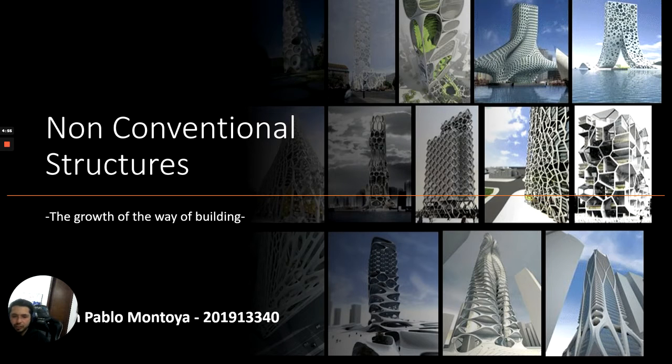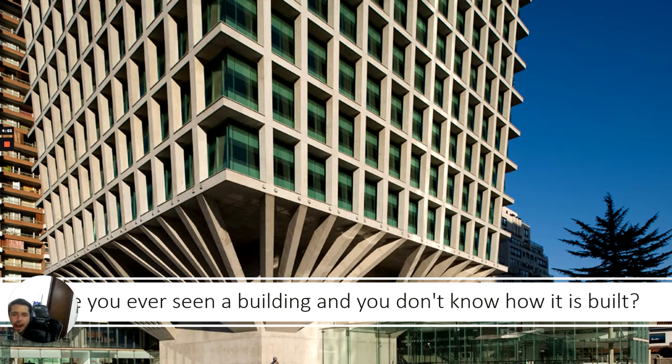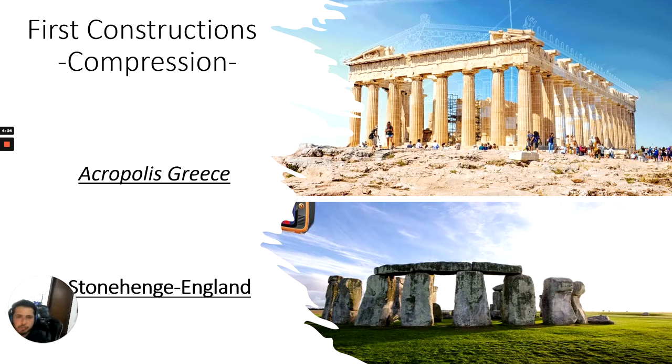I'm a student of architecture, and today I want to ask you, have you ever seen a building and you don't know how it is built? Well, when you are walking through your street or when you go to another country, you can see that there are a lot of buildings and different ways to solve a different project. That's why it's really necessary to find out the difference and the evolution that constructions are having since ancient times to nowadays.